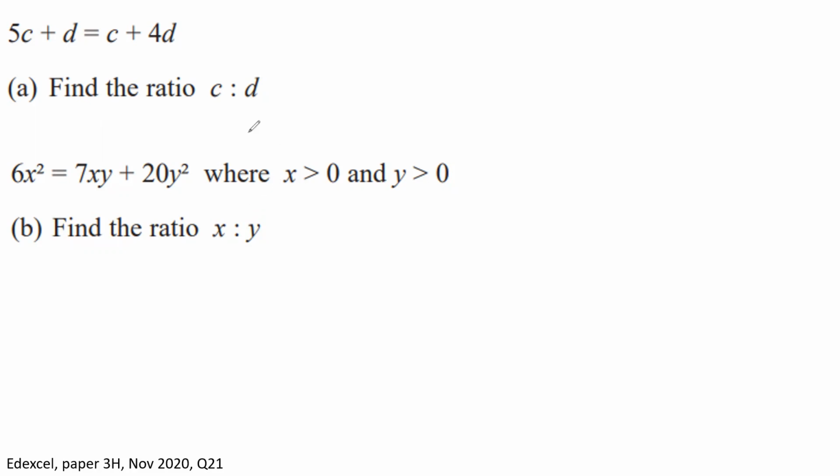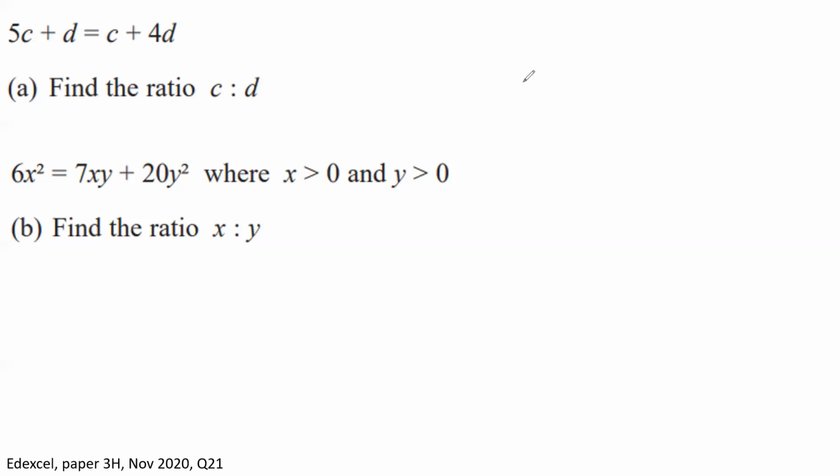So if we're looking at this, we want to find the ratio of C to D. We've got an equation here, 5c plus d equals c plus 4d. What we want to do essentially is to separate these out, so we've got the c's on one side of the equal sign and the d's on the other side. And that will allow us to find the ratio.